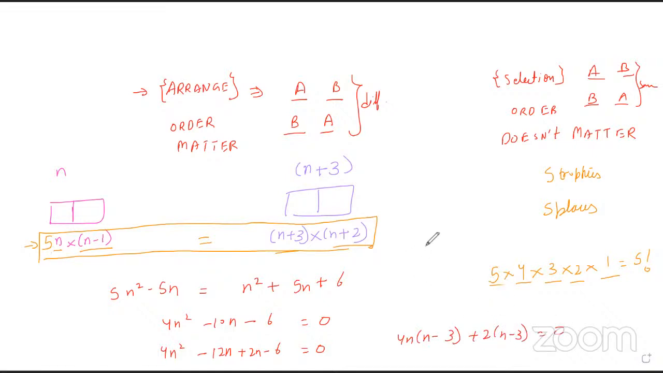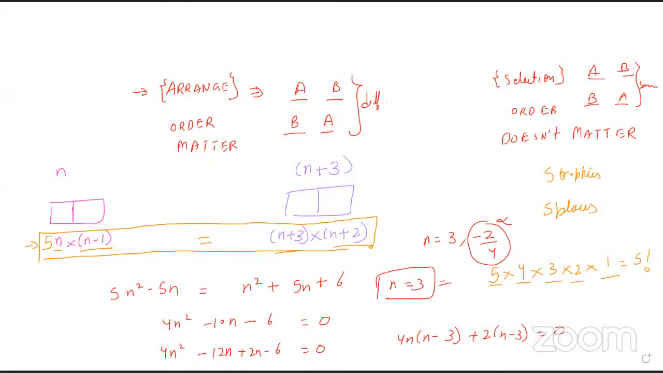So from here you will get n equals 3 and n minus 2 by 4. The number of trophies can't be negative or a fraction, so the only possibility is that n equals 3, right? Yes, sir. Is this question clear? Yes, sir.